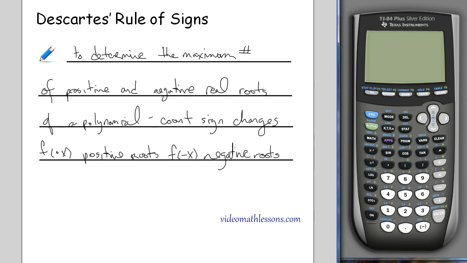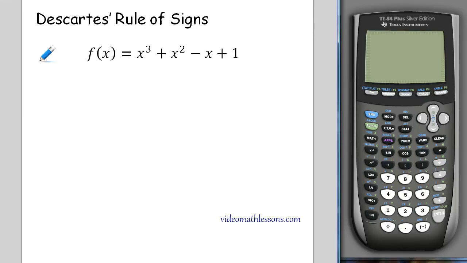So let's look at a couple examples. And you'll see this is really an easy topic. So here we go. First question. Number 1. F of x equals x cubed plus x squared minus x plus 1. All right, so Descartes' rule of sign says this. First we just look at the original. That's the positive, and I look at the sign changes.